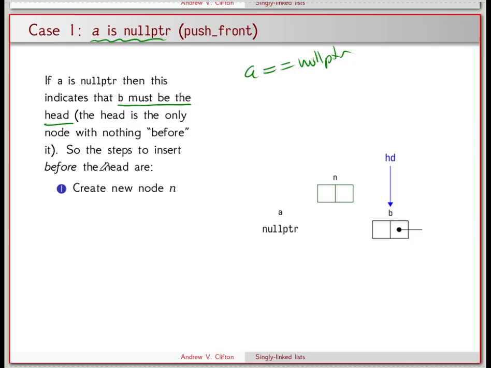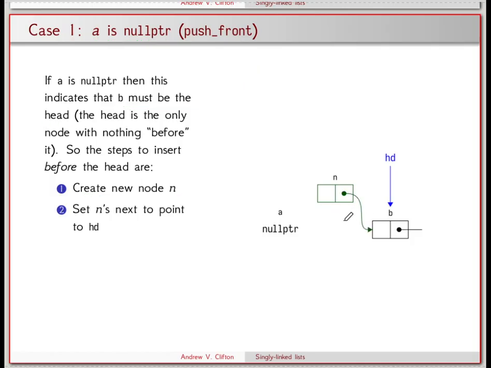So our steps are going to be pretty similar to before, but with just a switch out, because now we're going to be using the head instead of A's next. Again, we're going to create our new node N, out there wherever we find memory for it. We're going to set N's next to point not to A's next, because A doesn't exist, but to whatever the head points to.